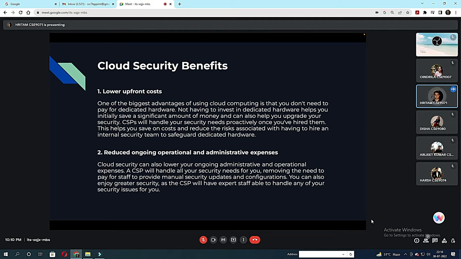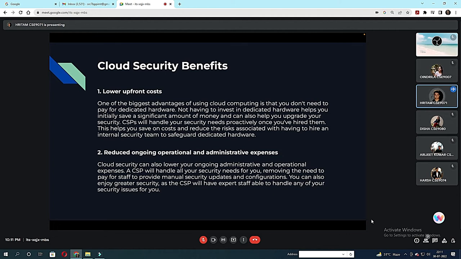Not having to invest in dedicated hardware helps save a significant amount of money for any company, especially for startups, and can also help you upgrade your security. Cloud security professionals will handle the security needs of the cloud proactively once you have hired them. This helps you save on costs and reduce the risk associated with having to hire an internal security team to safeguard the dedicated hardware and software.